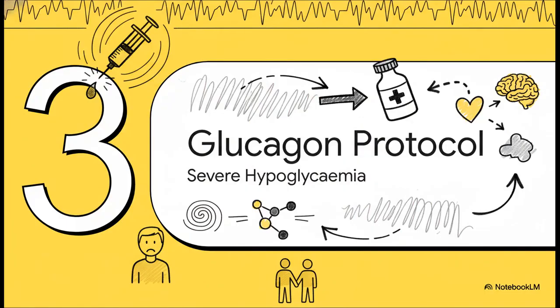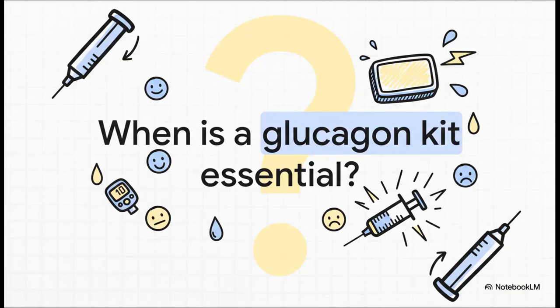So what happens when things go really wrong? What if the patient can't self-treat? This brings us to the emergency protocol for severe hypoglycemia. And this is something that every single patient on insulin and their family needs to be prepared for. So this poses a really critical question, not just for us as clinicians, but for our patients too. When exactly is a glucagon kit absolutely essential?